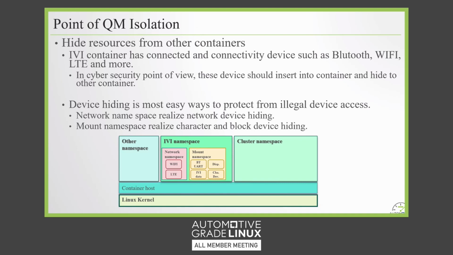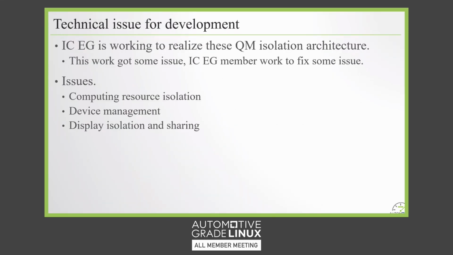These are the background and points of the QM isolation architecture. So next is a technical issue for development. ICEG is working to realize this architecture, but we got some issues, and ICEG members work to fix them. Today, ICEG has three points of issue. One is computing resource isolation. Next is the device management issue, and finally is display isolation and sharing.